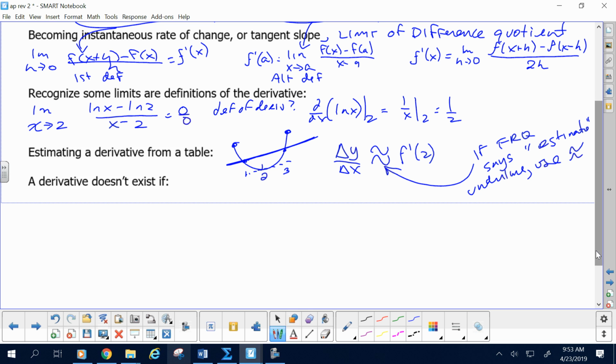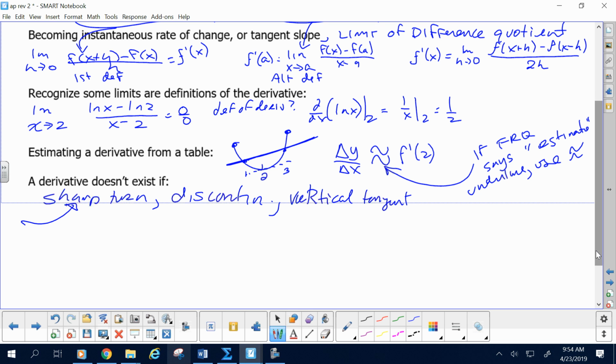Great. A derivative doesn't exist if, give me 3 reasons a derivative doesn't exist. Cusp, I'll just call it sharp turn. It could be a corner or cusp. What else? Hole, discontinuity. Or vertical tangent. All of them have their problems. This is the worst case scenario. In most cases, it's a multiple choice question. They say, at which point doesn't the derivative exist?